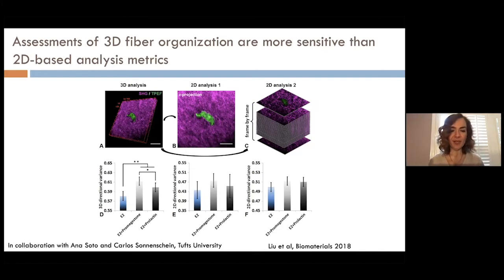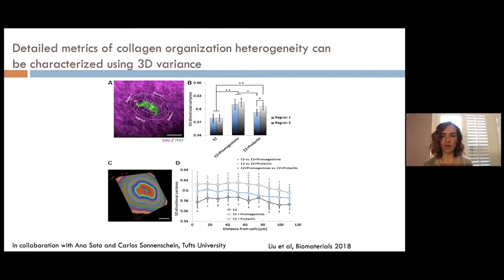And again, really interestingly, we're able to pick up these differences significantly when we look at the organization of the fibers in 3 dimensions, when we use corresponding metrics by analyzing the individual 2D optical sections. The trends are there, but the differences are not significant. So this is indeed a much more sensitive approach to detecting especially subtle collagen fiber changes.